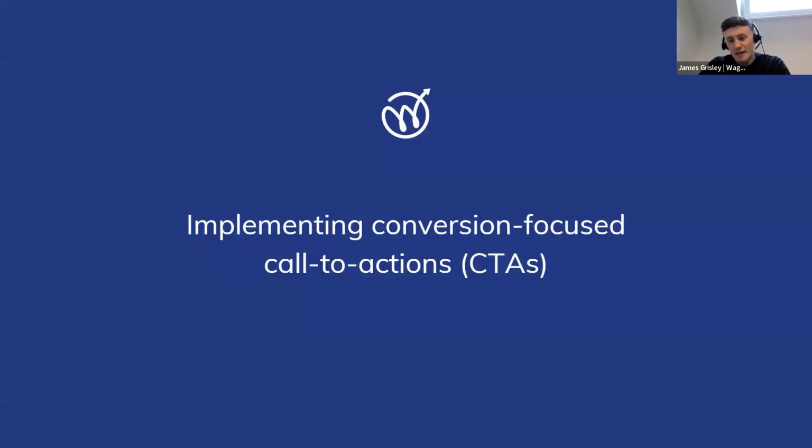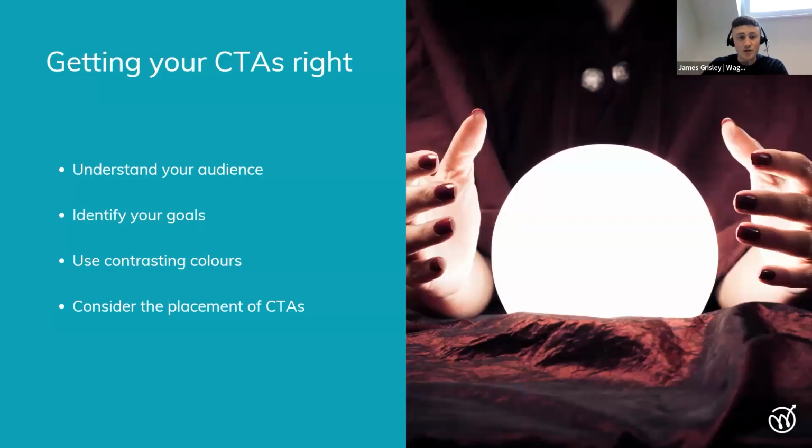So, once you've nailed down how you want your users to navigate your site, it's now time to get them to convert. I'm just going to run through a few tactics to bear in mind. You want to start off by understanding your audience. Know your target audience's needs, their pain points, their preferences, and then tailor your CTAs to address these aspects and offer solutions or benefits that resonate with your audience.